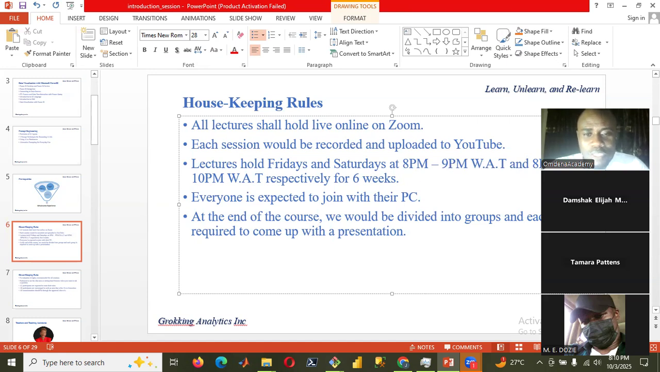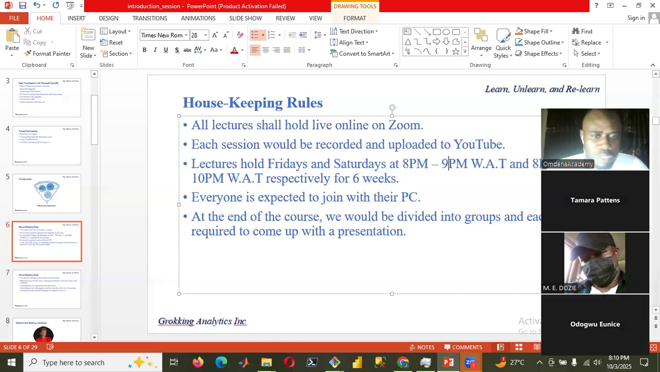Then everyone is expected to join with a PC so that you can have a good experience and enjoy the session. However, if you fail to have a laptop that you can use to join this session, one of the things I would advise you to do is always take a screenshot of each page of the presentation. Any changes, take the screenshot so that you can follow up later on when you now have your laptop.